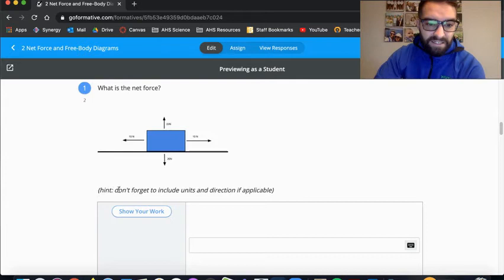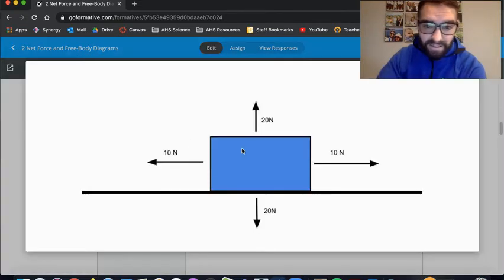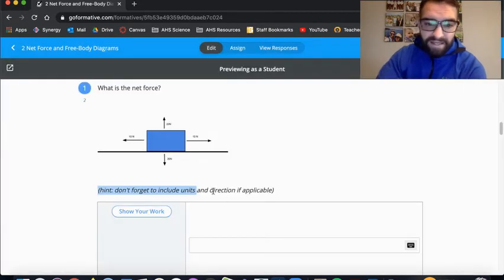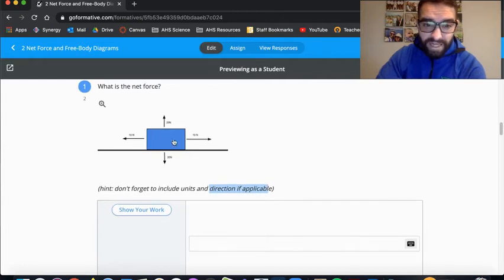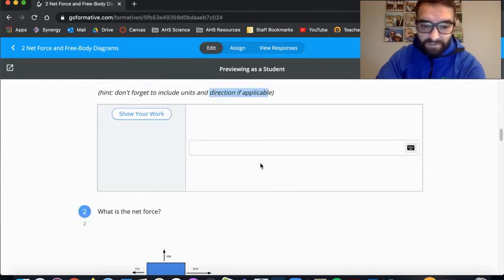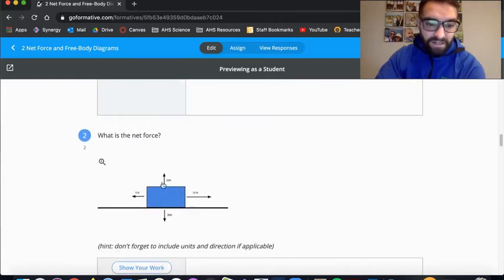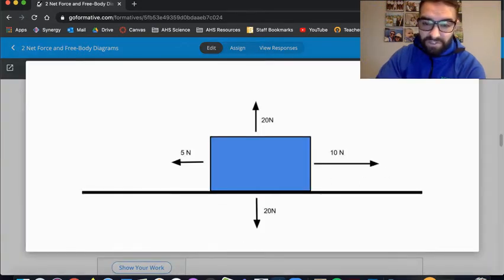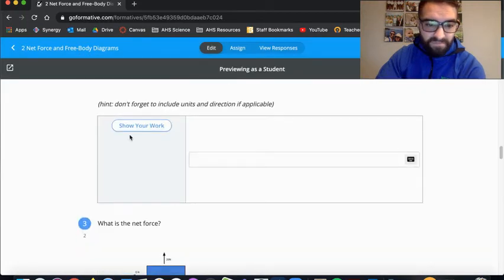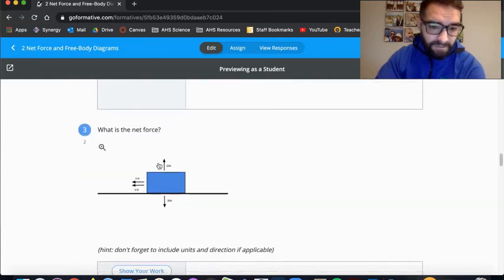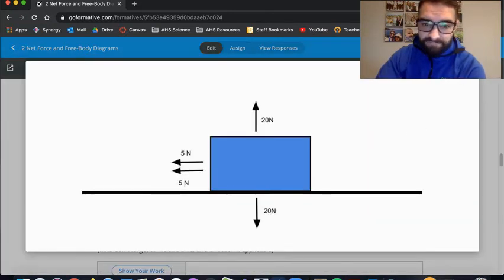The biggest hint I can give you for all of these is don't forget to include units. Your answer should be a number in newtons, which, as you can see here, is represented by N. And if there is a direction, you need to include that: up, down, left, or right would be your options. Each scenario is going to be a little different, so make sure you read the numbers carefully. I would encourage you to show your work so I can give partial credit. Each one's a little different.